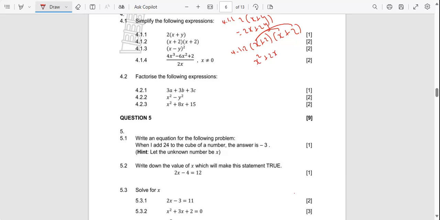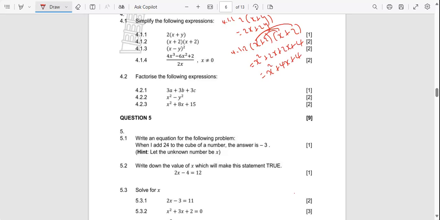Now we are done with an x. We have to multiply these 2 with everything that is in the other brackets. 2 times x is going to be 2x, and then 2 times 2 is going to be 4. We have to add the like terms now. X squared, 2x plus 2x is going to be 4x, plus 4.